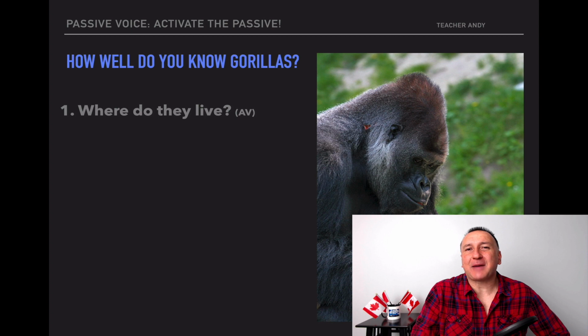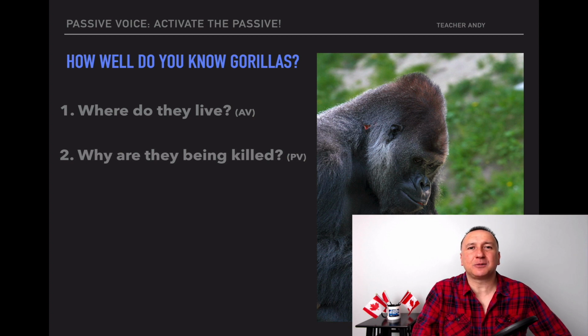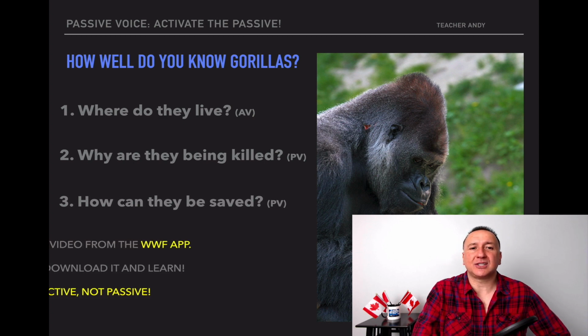Again, is this active or passive? It's active, that's correct, right? Number 2 is, why are they being killed? Again, this is very strange. These majestic animals, they're being killed. Try to figure out why they're being killed and what are the threats that they have in the current moment. And then number 3 is, how can they be saved? Again, in the app, you will have some possible solutions and lots of information so that you can find some possible solutions to their situation.